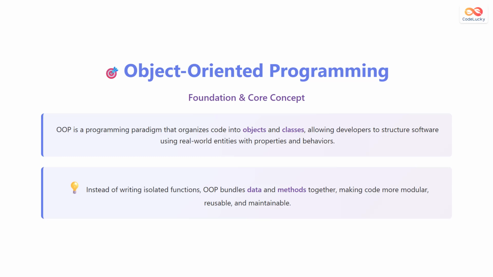Object-oriented programming, or OOP, is a way of organizing code using objects and classes. Instead of writing isolated functions, OOP brings data and methods together into packages called objects. This makes your code more organized, easier to reuse, and simpler to maintain. Think of OOP as a way to mirror real-world things in your code.